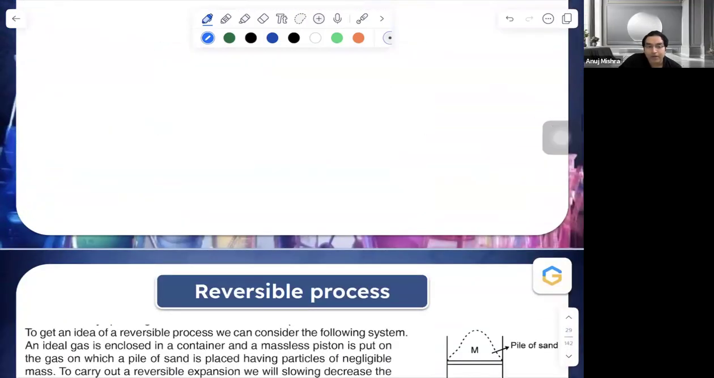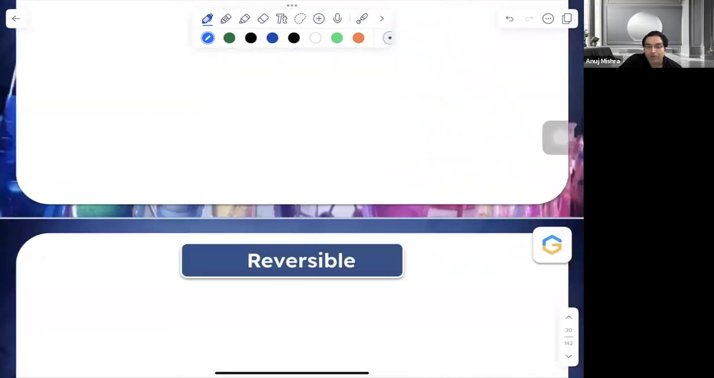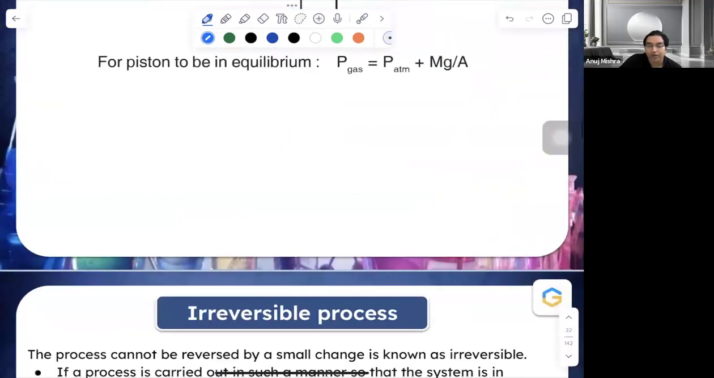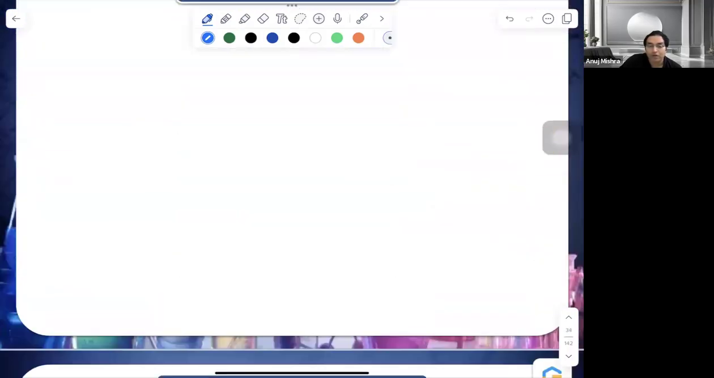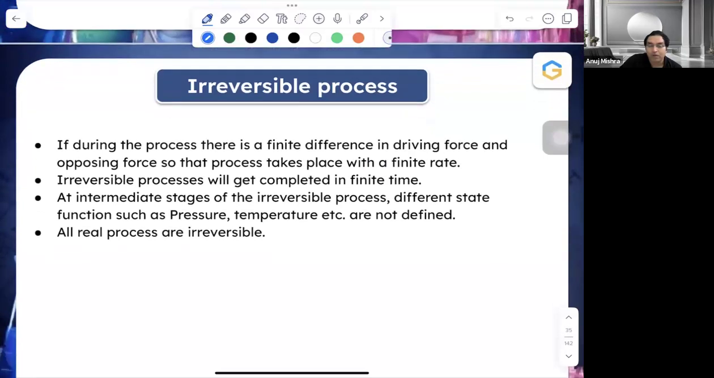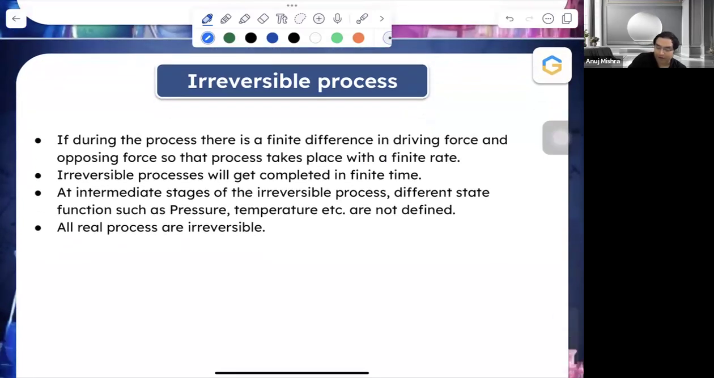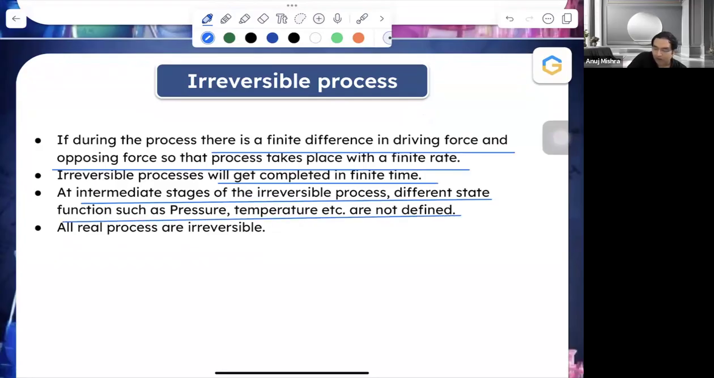Now, next is, so reversible process I've explained already. Now, just write the irreversible definition. Irreversible is if during the process there's a finite difference in driving force and opposing force. Okay. This will get completed in finite time. At intermediate stage of irreversible process, different state functions are not defined.